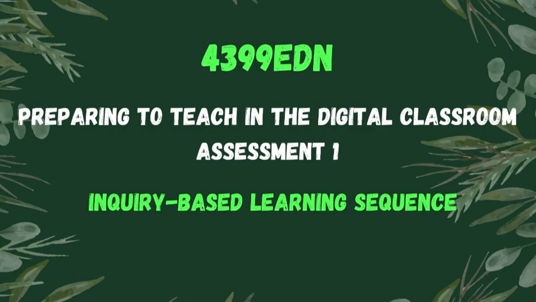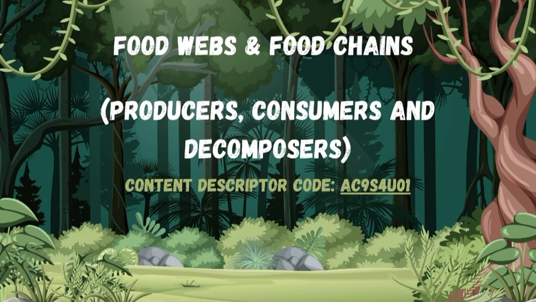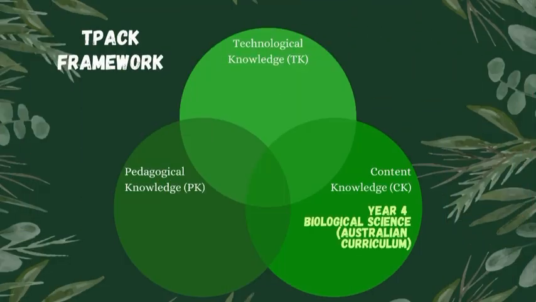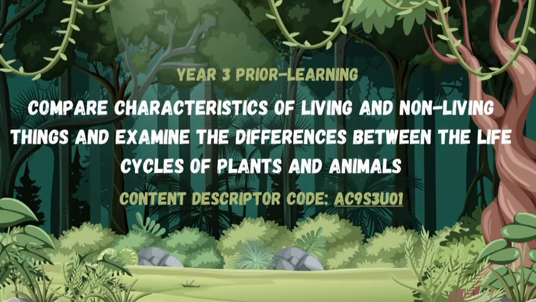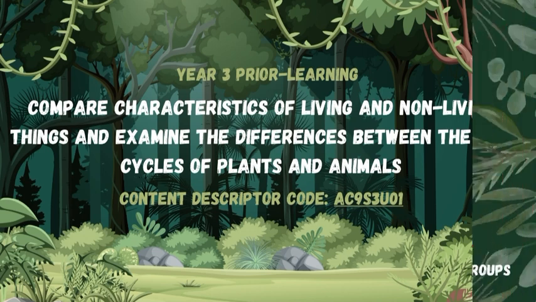I decided to use the content descriptor of food chains and food webs and the relationships between producers, consumers, and decomposers for Year 4 students. To really build on their existing knowledge and delve deeply into the principles of the food chain using digital and online resources, I wanted to develop this learning sequence under the presumption that my students have indeed done all of the relevant learning on life cycles and living and non-living things in Year 3.